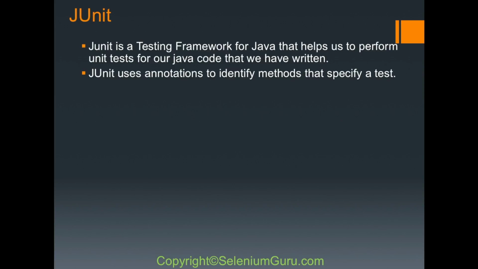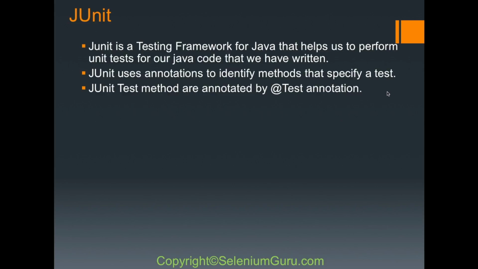So for unit tests, JUnit is the default testing framework in Java. JUnit uses annotations to identify methods that are tests. We already learned how you can create methods. So how JUnit identifies a test method from other methods is that the JUnit test method has the annotation called @test. JUnit test methods are annotated by the @test annotation.